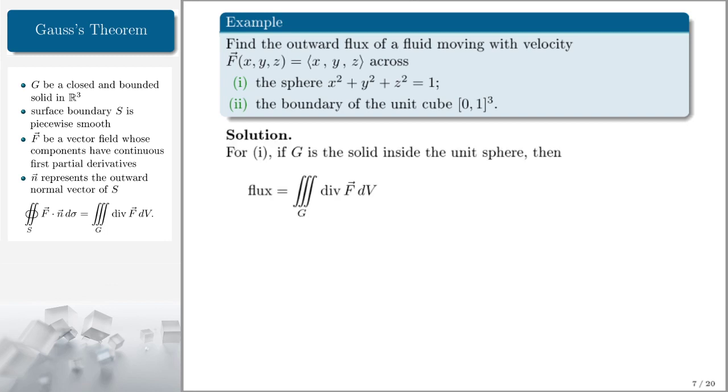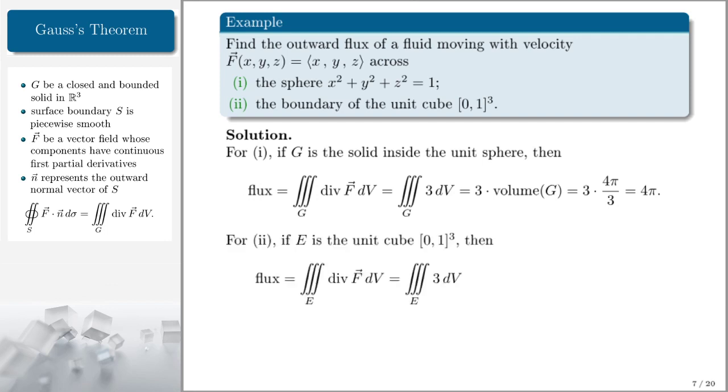Now if you notice, if you use Gauss's theorem here, the flux will become the triple integral of the divergence over the solid G. And the divergence is simply 3. If I factor out the 3, I will be left with the triple integral of dV over G, and that will just give me 3 times the volume of G. Since the sphere has volume 4 pi over 3, the flux will just be 4 pi.